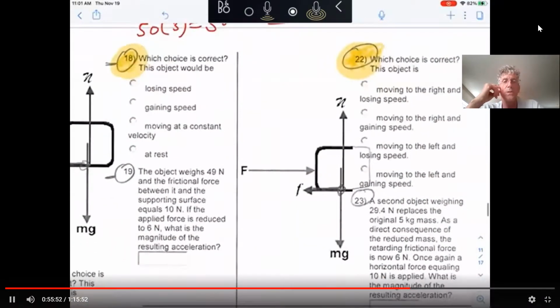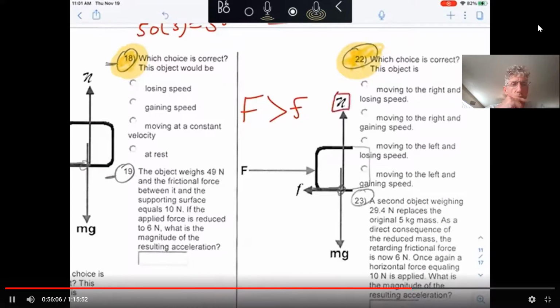Okay, let's go with this one. Number 18. Which choice is correct? This actually would be losing speed, gaining speed, or okay, if I take my fingers and compare the lengths, they're both the same. So it could be moving at a constant velocity, it could be at rest. So it's either one of those is correct. But I'm not sure which one it would be from just the picture.